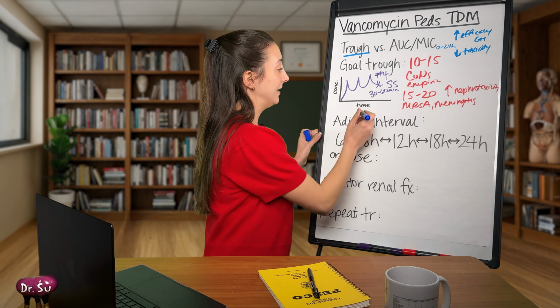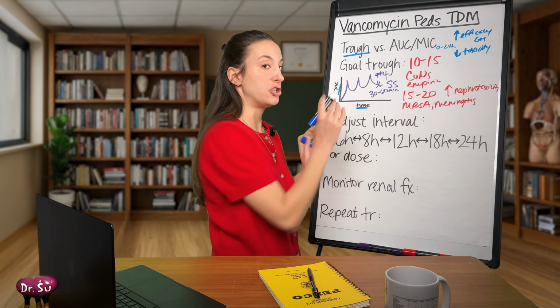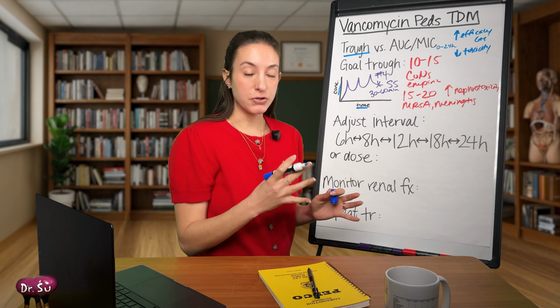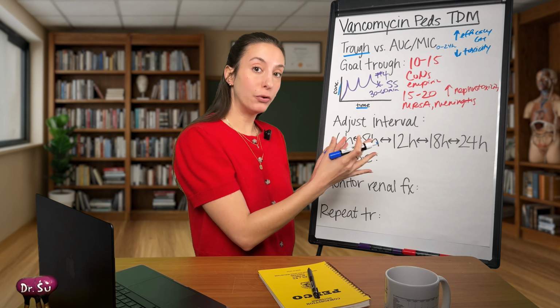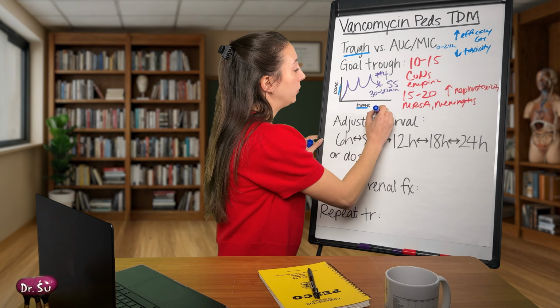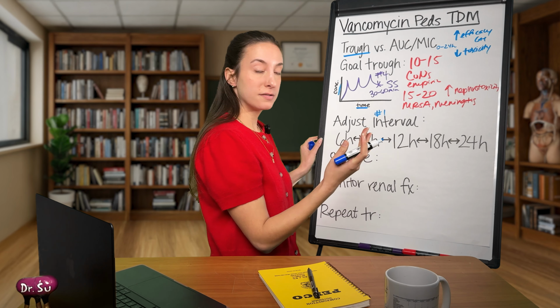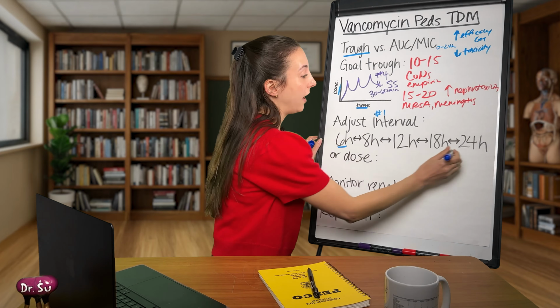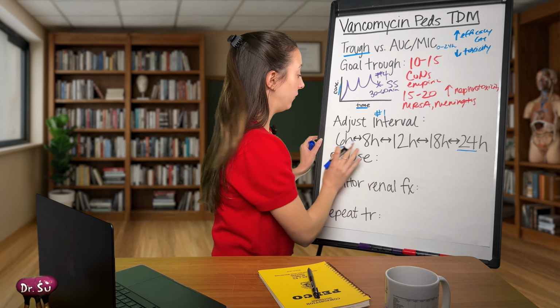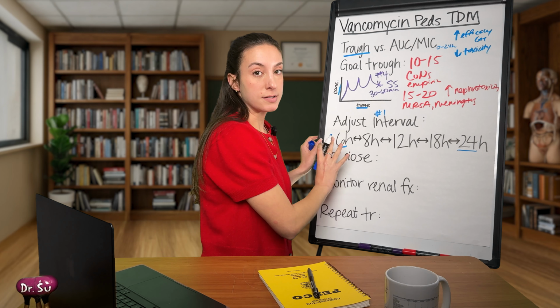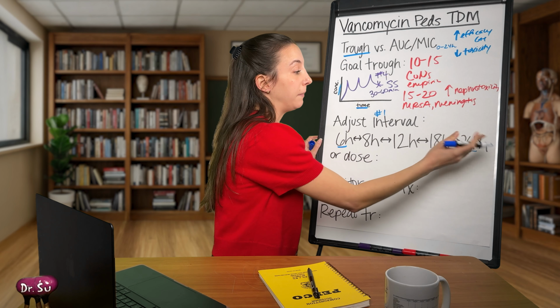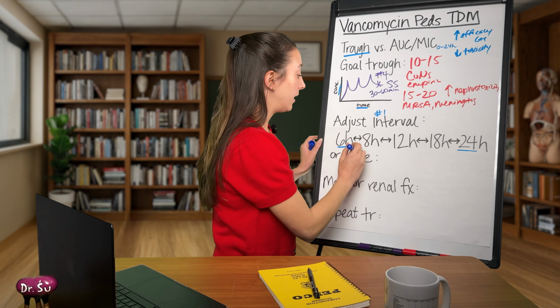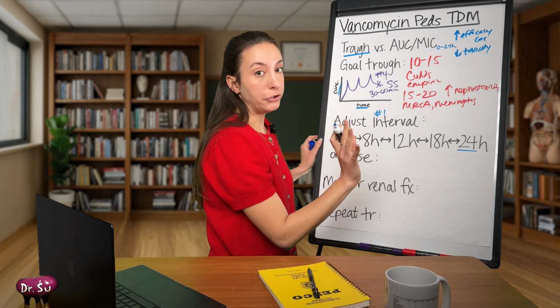Vancomycin has both time and concentration dependent activity, so you can adjust either the interval or the dose. I usually like to adjust my interval first, and then if I'm at either end of my intervals, so if I'm at Q6 but my trough is still too low, and if I'm at Q24 but my trough is still too high, then I adjust the dose. But totally up to you, you can do either one.